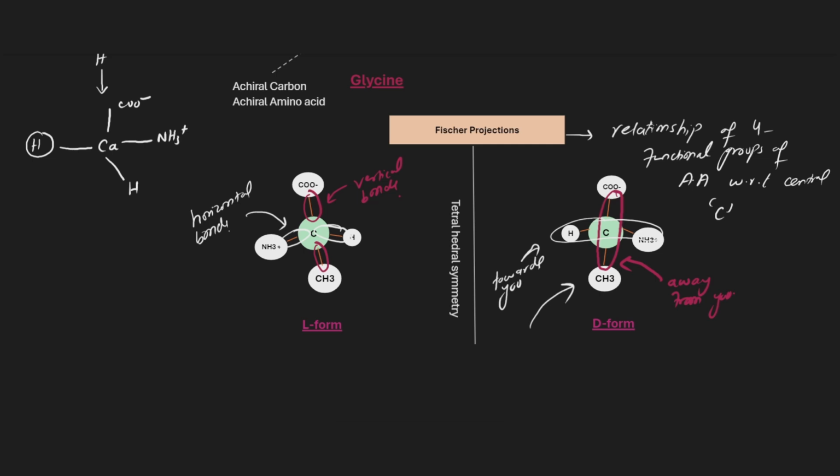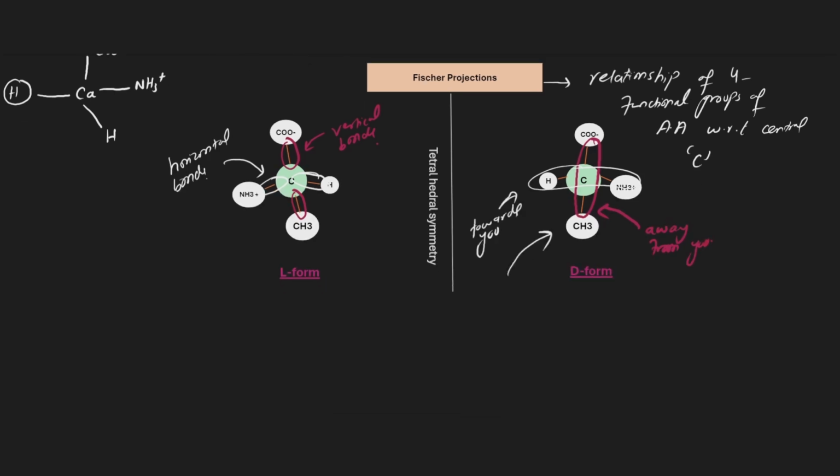So there is a three-dimensional symmetry of the amino acids. They exist in the tetrahedral structure with the two vertical bonds which are coming out of the plane away from you, and the two horizontal bonds which are again coming out of the plane, sorry, towards you. So the Fischer projection is just to explain the three-dimensional and tetrahedral symmetry of the amino acids.